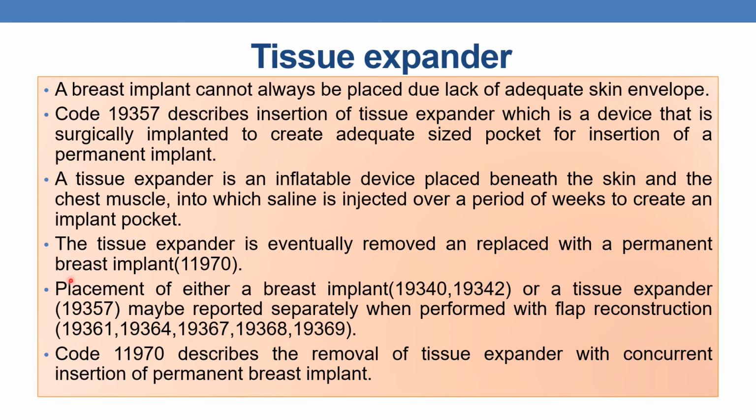Removal of tissue expander. The placement of either a breast implant or a tissue expander may be reported separately when performed with flap reconstruction procedures. Code 11970 describes removal of the tissue expander with concurrent insertion of a permanent breast implant.